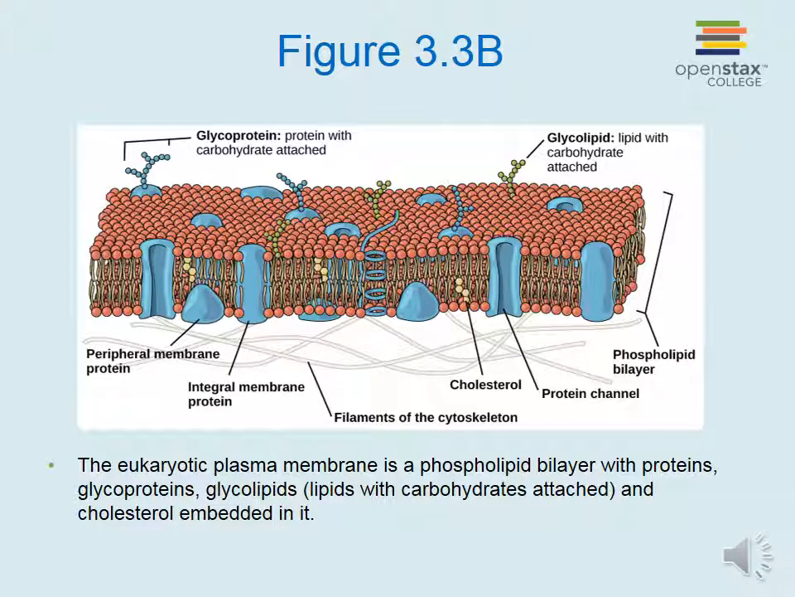The eukaryotic plasma membrane is a phospholipid bilayer with proteins, glycoproteins, glycolipids, and cholesterol embedded in it. Take a look at the proteins listed here. A peripheral membrane protein is attached to one side of the phospholipid bilayer, while an integral membrane protein spans both sides of the phospholipid bilayer. On the right side, you see a protein channel which forms a tunnel through the phospholipid bilayer to allow hydrophilic substances to move into or out of the cell.